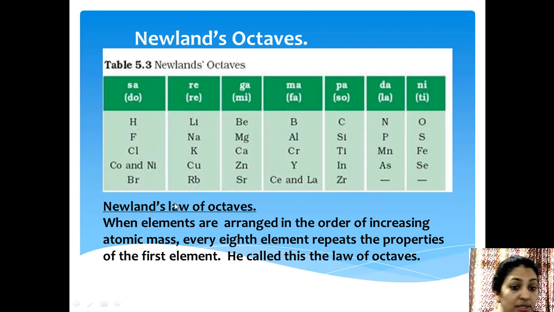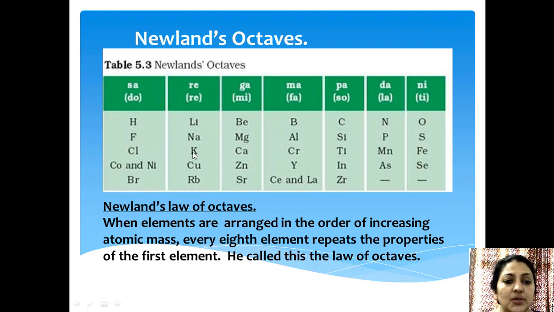So, what is Newland's law of octaves? When elements are arranged in the order of increasing atomic mass, every 8th element repeats the properties of the first element. And he found that if you take the first one as lithium, for example, after the first one, 2, 3, 4, 5, 6, 7, the 8th one is coming as sodium.